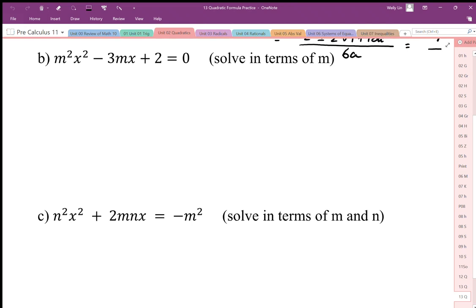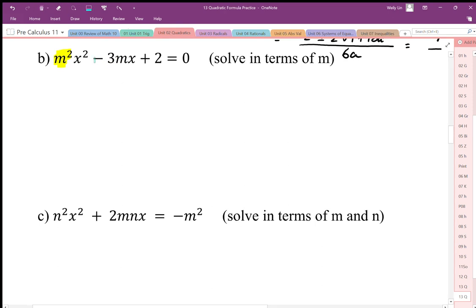In part B, we can see that this is a quadratic equation again. There is an x squared, an x, and a constant term. So we can use the quadratic formula here. It's equal to 0. So what we have to do is identify the a coefficient, the b coefficient, which is negative 3m.